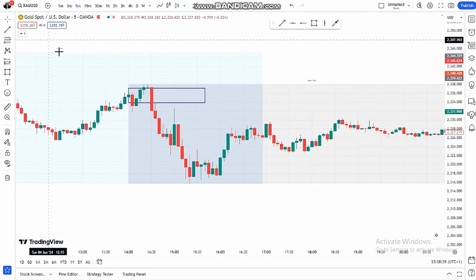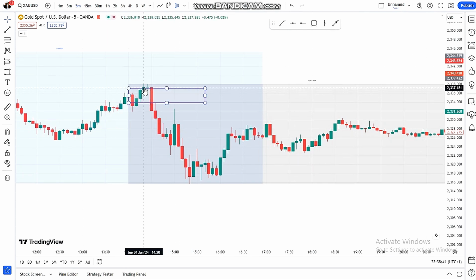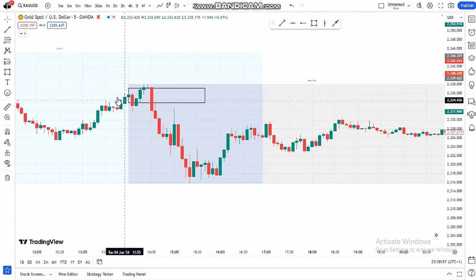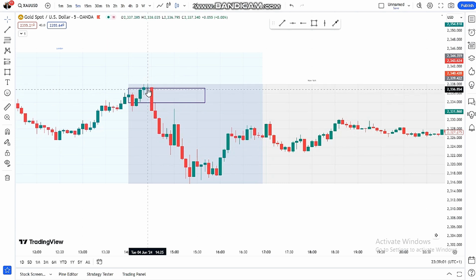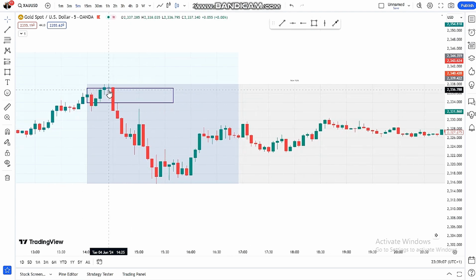This is London. This is New York. As this candle is opening, it's going this way. As the market started going in the buy direction, you wait for a candle whose wick or body is not inside the zone, the rectangle you draw. So you watch this one. We are supposed to buy here, but we cannot buy because the wick is still inside. If you watch very well, you see it. The wick is still inside, so you will not buy.